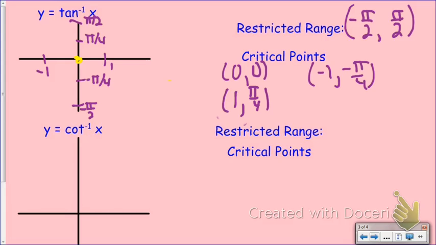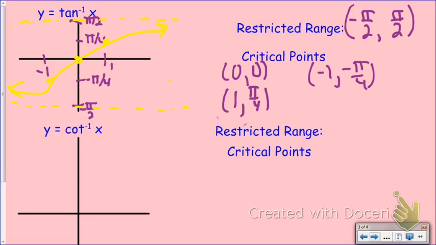I've got a point at 1, pi over 4. And I've got a point at negative 1, negative pi over 4. And then remember, because the tangent of pi over 2 is undefined, there's an asymptote there, and there's an asymptote down at negative pi over 2. So what this graph's going to do is it's going to look something like that. So it looks similar to the tangent function, but again, this is the inverse.